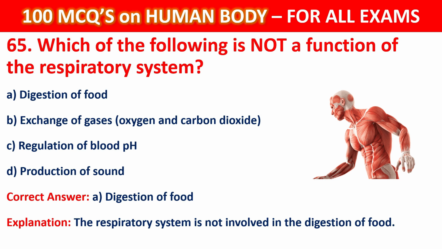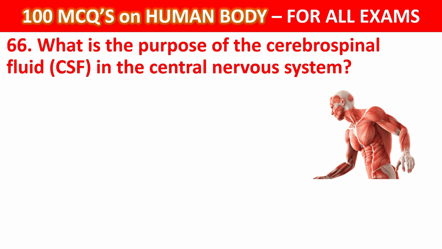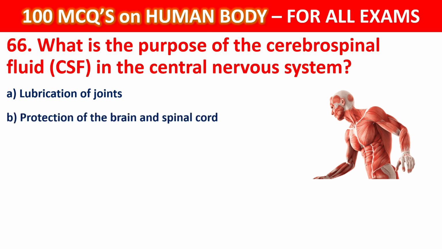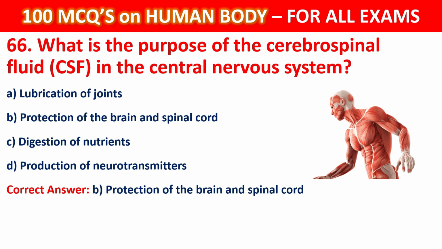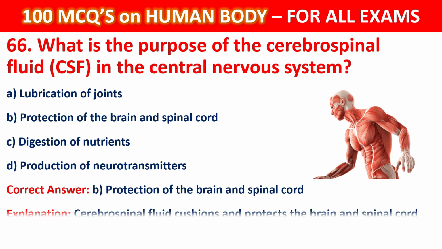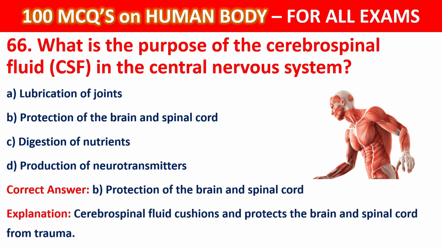Question number 66. What is the purpose of the cerebrospinal fluid, CSF, in the central nervous system? Your options are lubrication of joints, protection of the brain and spinal cord, digestion of nutrients, or production of neurotransmitters. The correct answer is B, that is protection of the brain and spinal cord. The cerebrospinal fluid cushions and protects the brain and spinal cord from trauma.